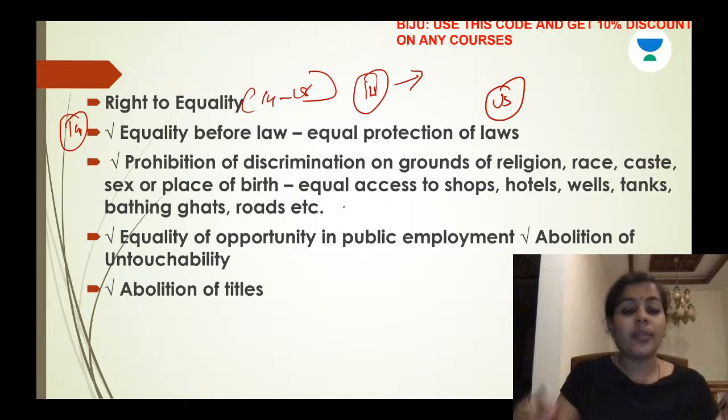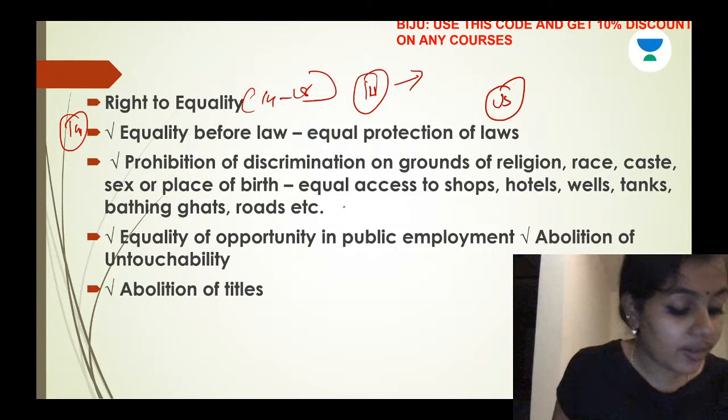What do you mean by equality before law? Equality before law means every person in our country should be treated equally. There should not be any difference in treating a person. Every person should be treated equally, right?